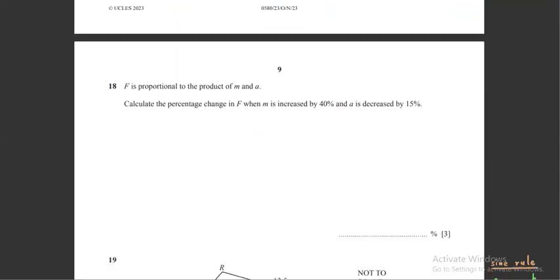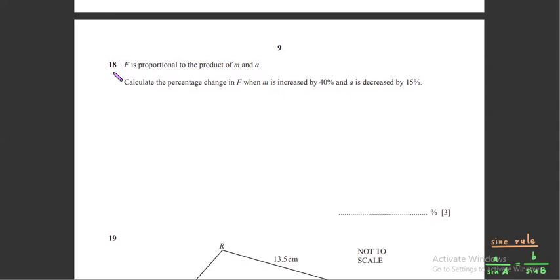Let's move on to question 18. In question 18, it states that F is proportional to the product of m and a. Calculate the percentage change in F when m is increased by 40% and a is decreased by 15%. So even in one of the previous questions, we discussed how to find the multiplier when there is an increase. The same way, it clearly states that this has been increased by 40%, which means you need to add that 40 to 100, which becomes 140%. This as a decimal will be 1.4.